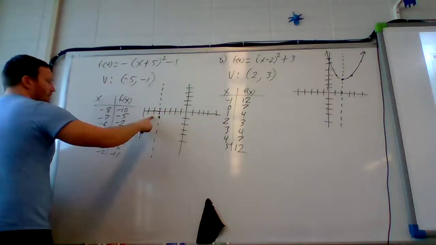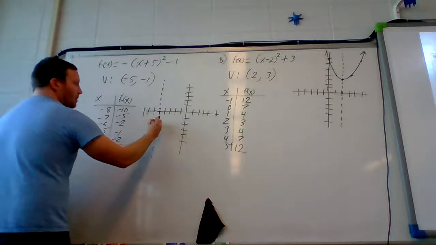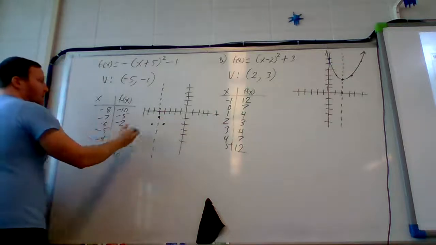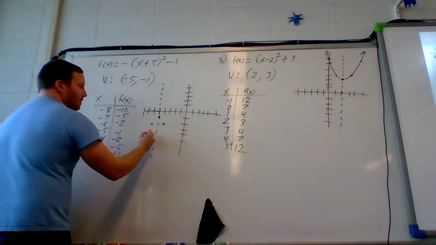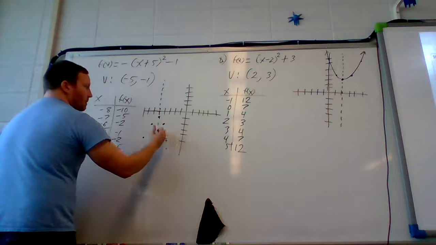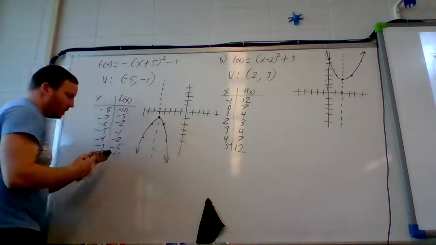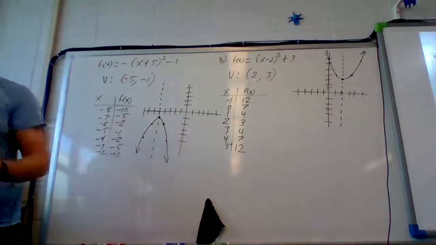So -6, I'm at -2. At -4, I'm at -2. -7, I'm at -5. And same thing at -3. And there we go. There is our graph of that quadratic.